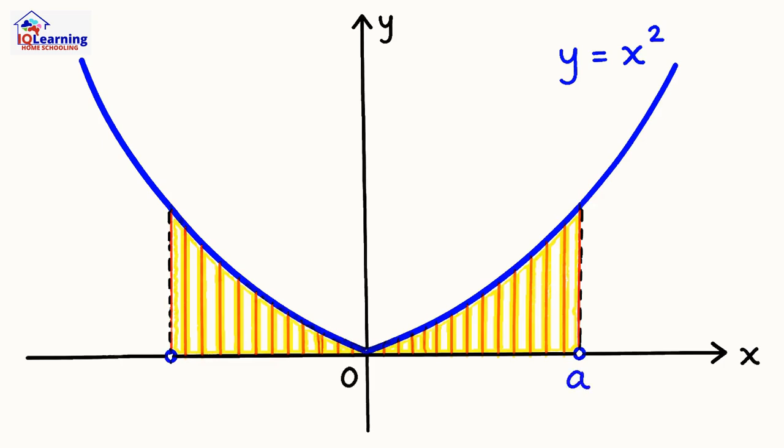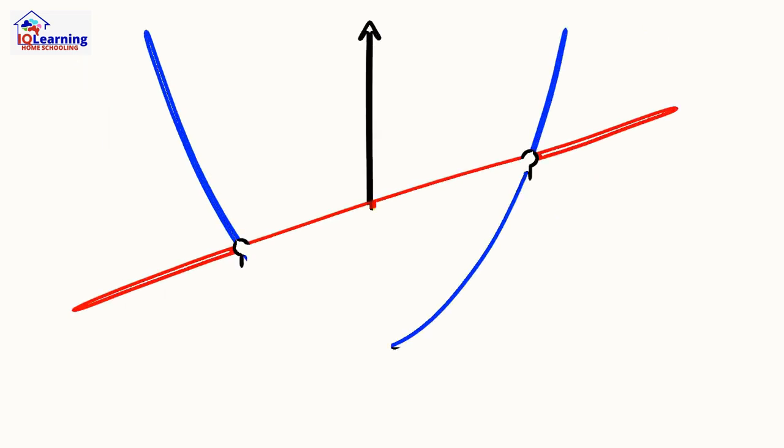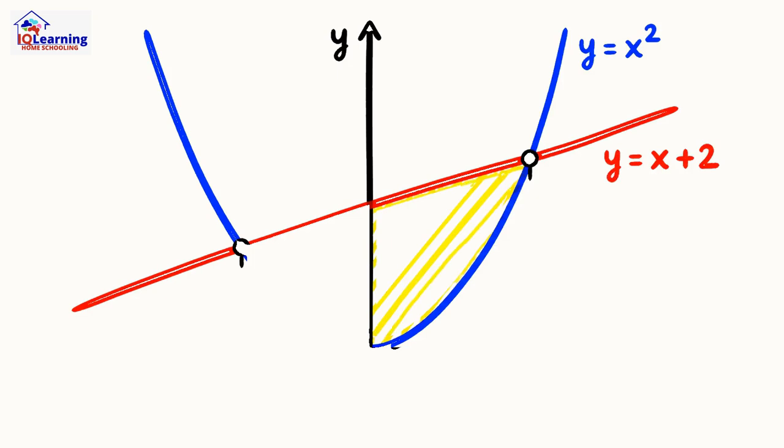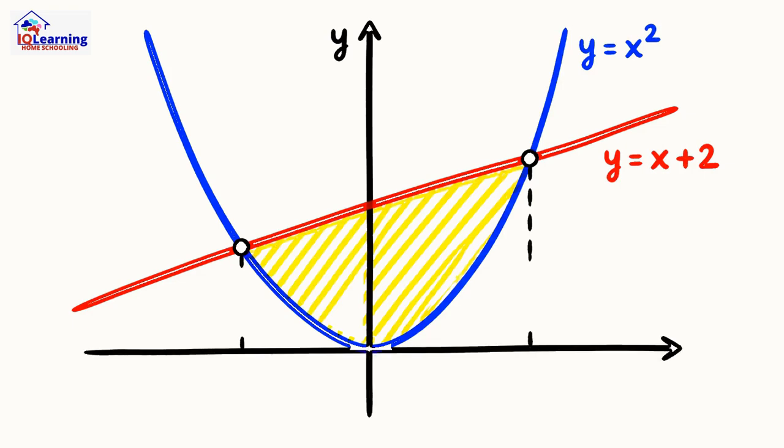Integration does this perfectly. Now picture two curves crossing, say a straight line and that parabola. To find the sliver of area trapped between them, you simply integrate the difference, the upper function minus the lower one. This allows you to measure any oddly shaped region with absolute precision.